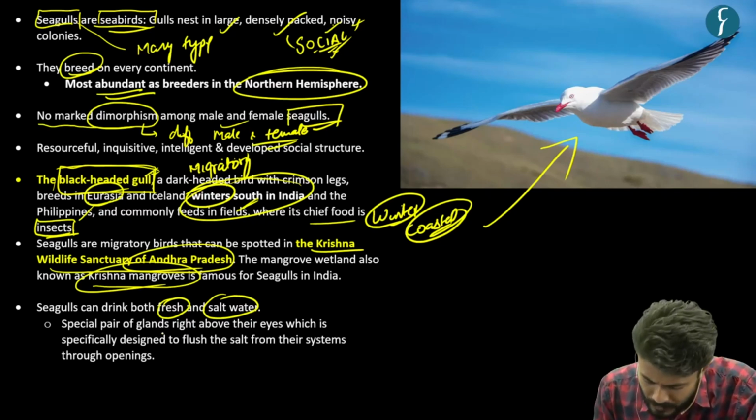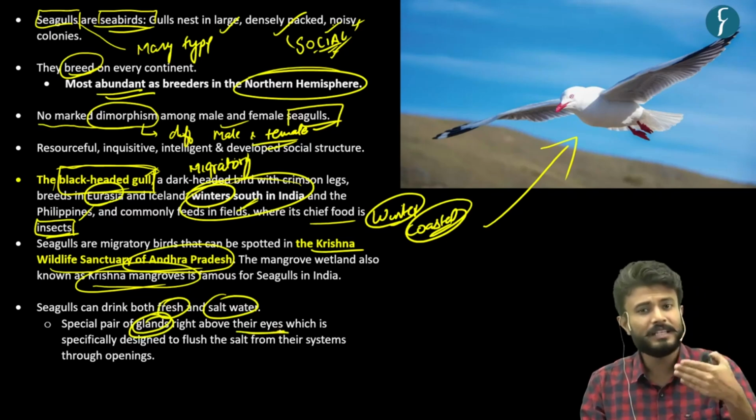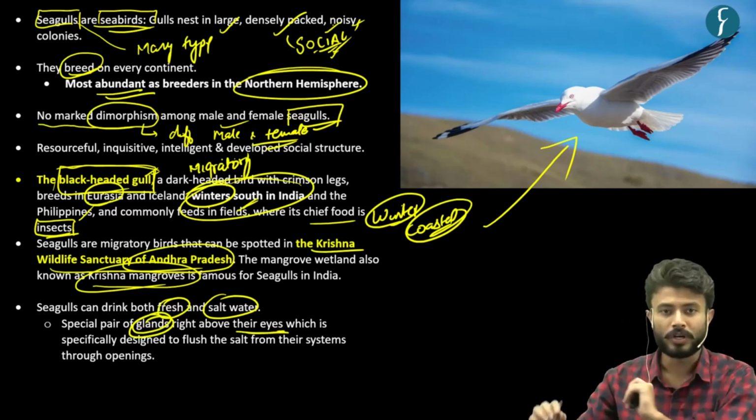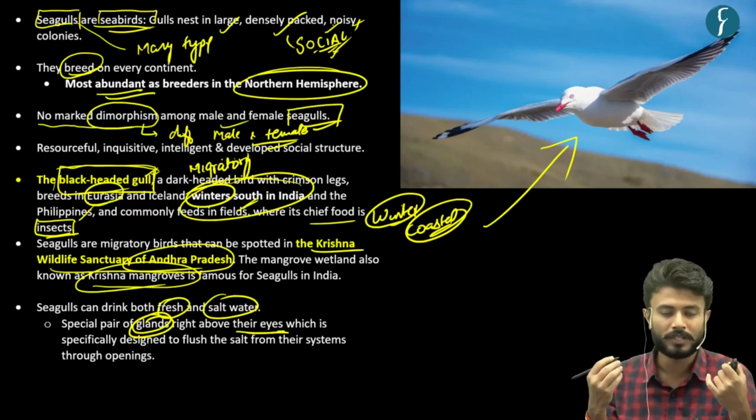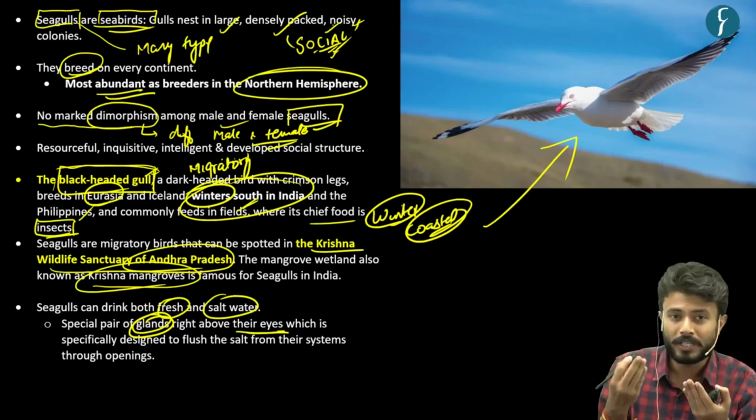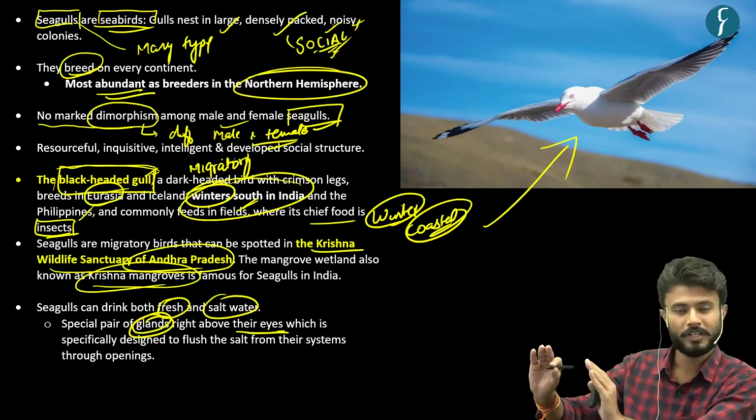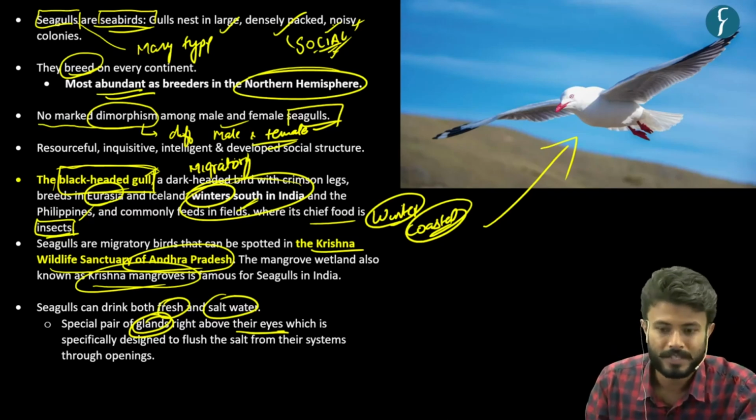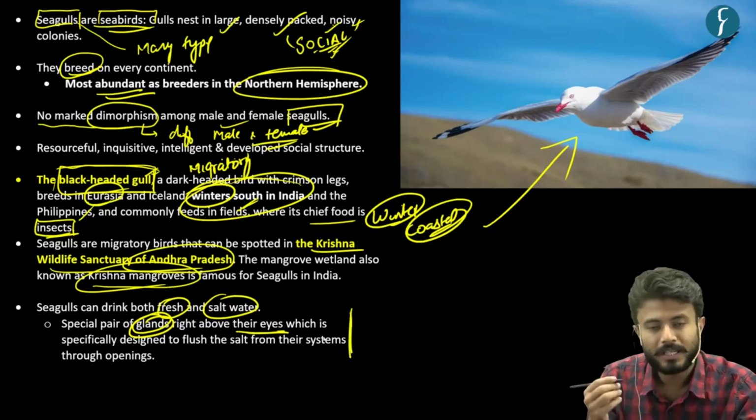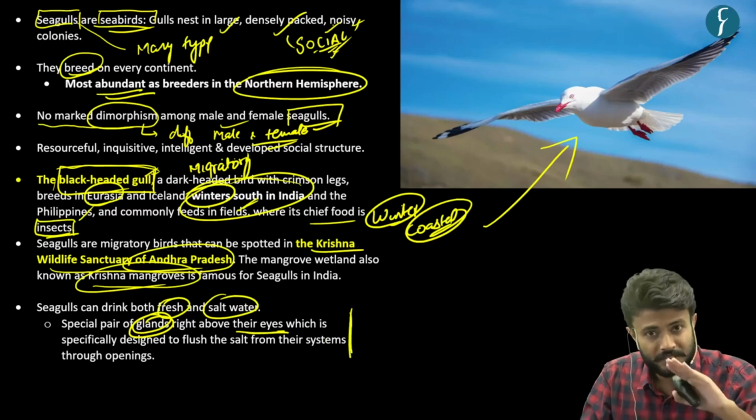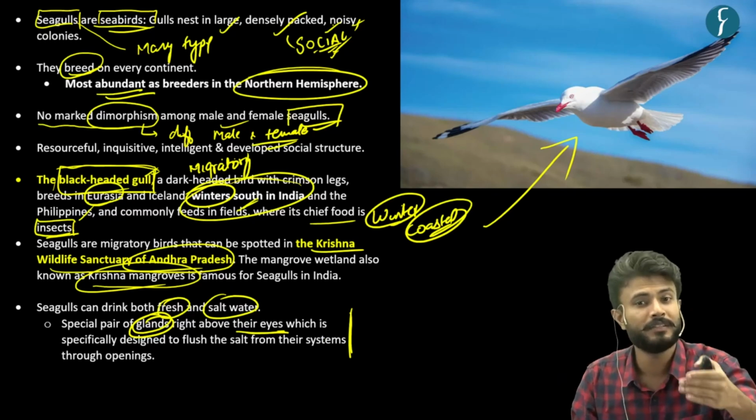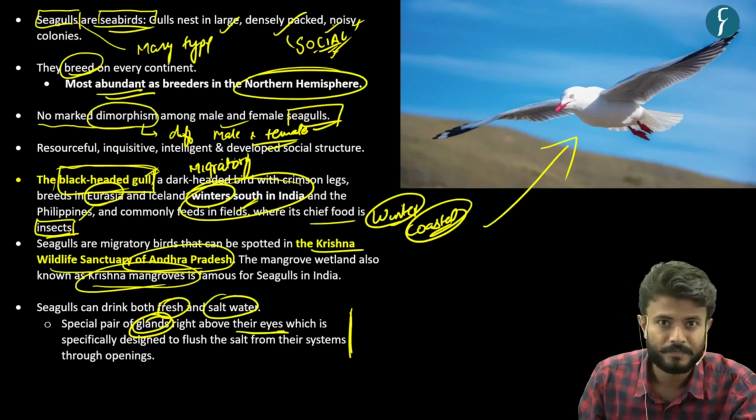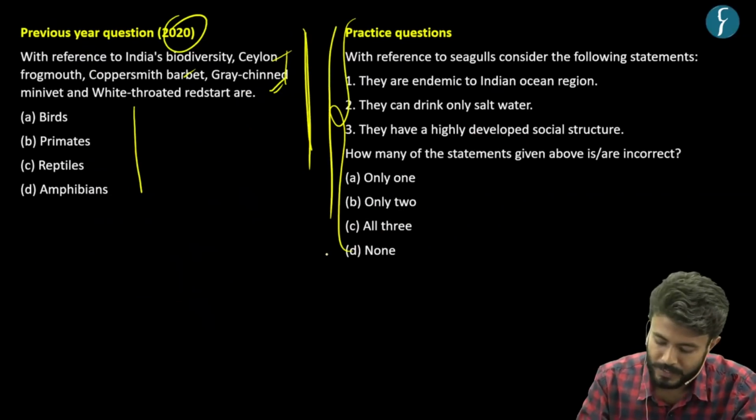They have a gland right above their eyes, which is specifically designed to flush out the salts. So it means that they will consume fresh as well as salt water, but the glands present on their body will flush out the salts. So the remaining water they will consume, right? This is a unique characteristic of seagull species, which is also responsible for their widespread distribution in different habitats in different continents, right? Now let us see the practice question.